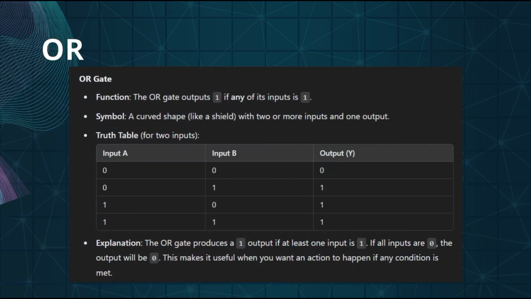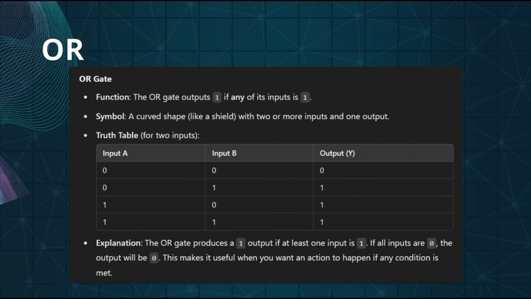OR gate function: the OR gate outputs 1 if any one or more of its inputs is 1. It outputs 0 only when all inputs are 0. Symbol: a curved shape, like a shield, with 2 or more input lines and 1 output line.